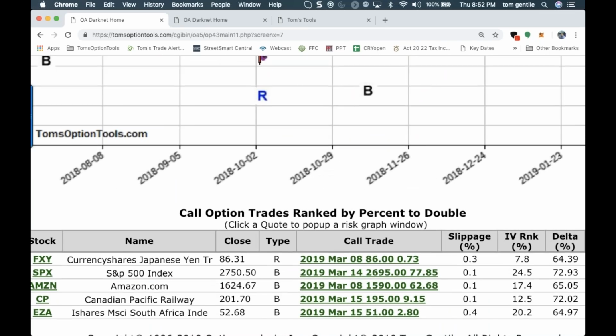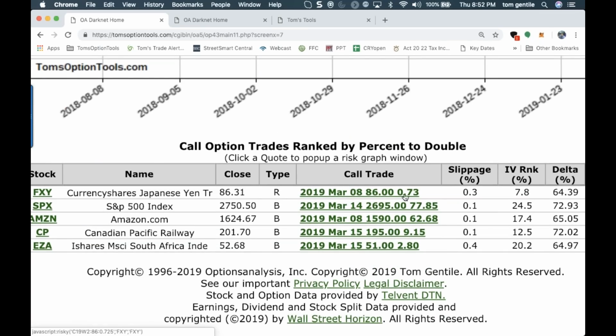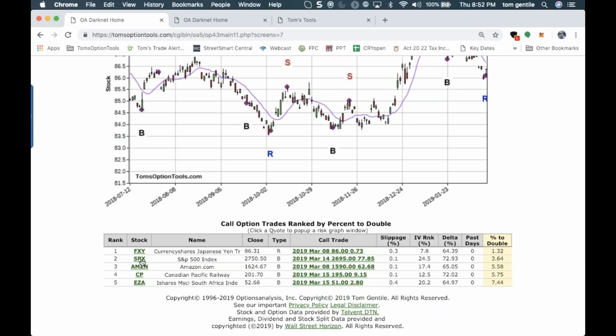Let me blow that up so you can see it. March 8th, 86 call, 73 cents. All right, now let's look at the second one. Forget the second one. I would rather trade SPY than that.